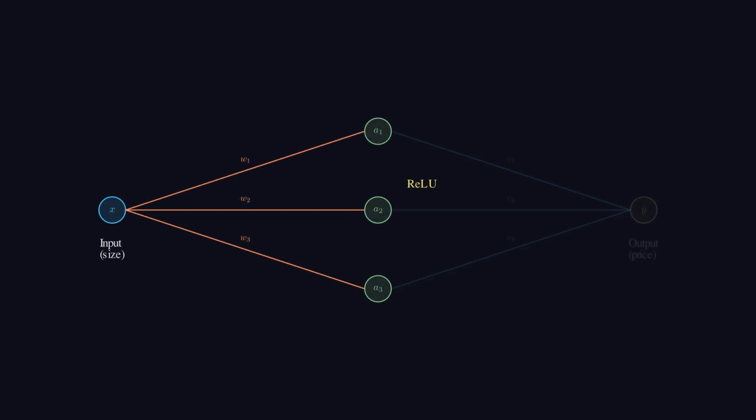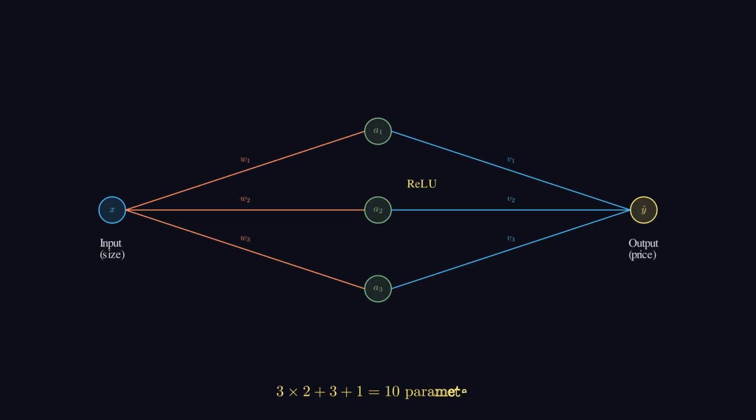Let's build a neural network from scratch. We start with an input, say the size of a house. This goes into our first layer, let's say 3 neurons. Each neuron computes a linear function, W times X plus B, then applies ReLU. So neuron 1 outputs ReLU of W1X plus B1. Neuron 2 outputs ReLU of W2X plus B2. Neuron 3 outputs ReLU of W3X plus B3.